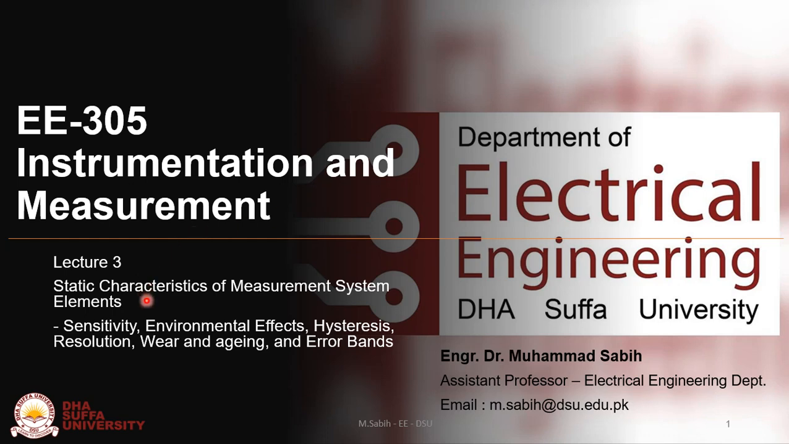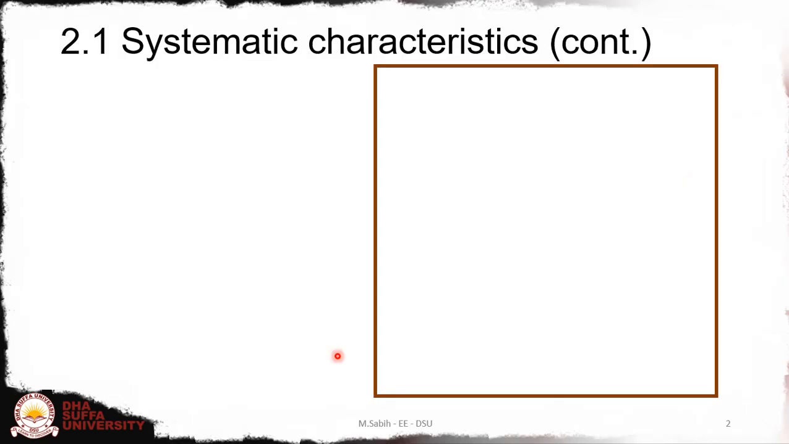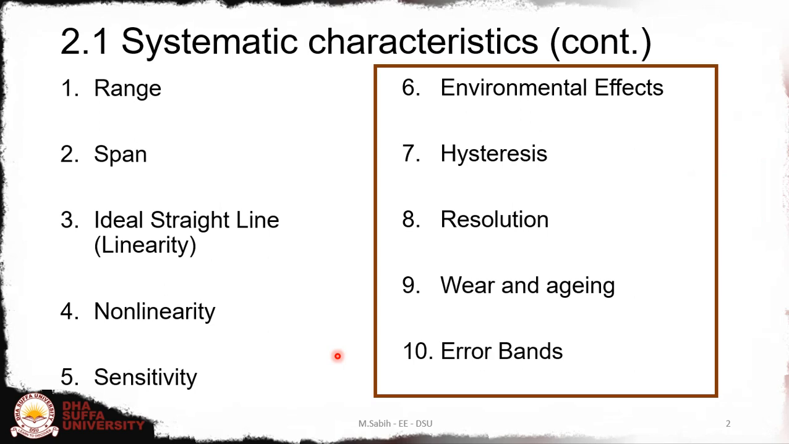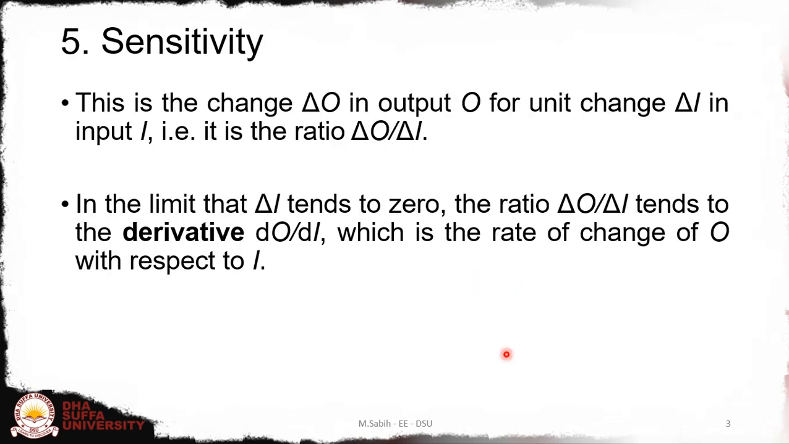Today we will explore more static characteristics of measurement systems. Specifically, we will study sensitivity, the very important environmental effects, hysteresis, resolution, wear and aging, and error bands. In the last lecture, we studied from range up to nonlinearity. So today we will focus on sensitivity and environmental effects, hysteresis, resolution, wear and aging, and the error bands.